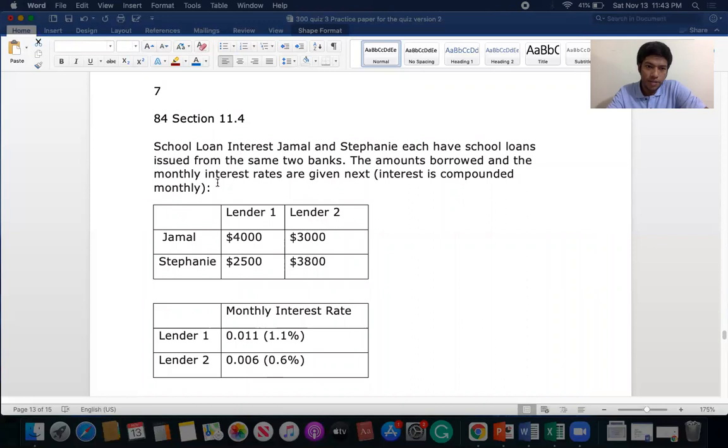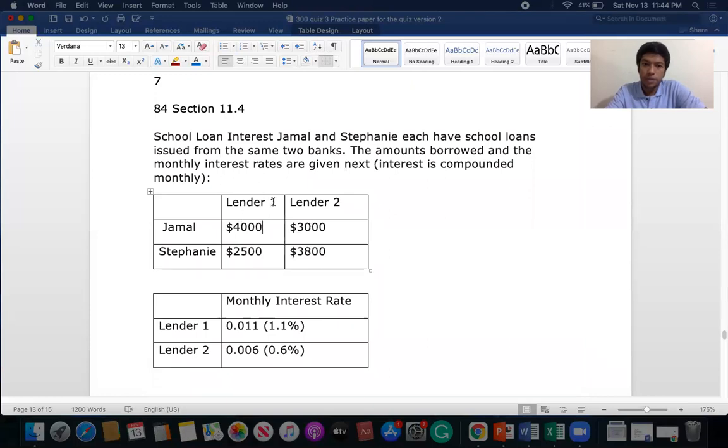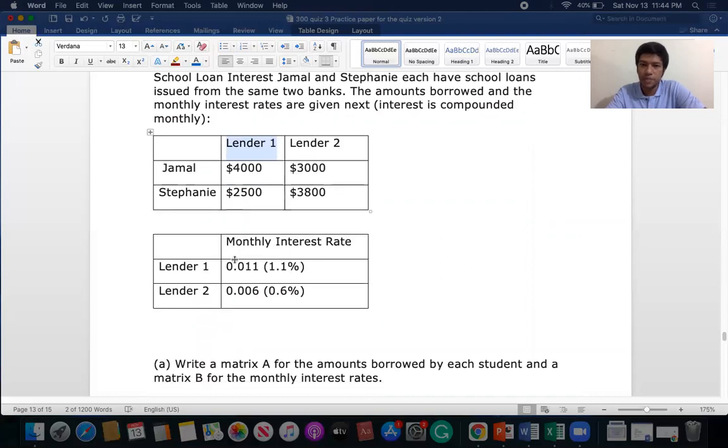All right, so let's look at this. This one is school loan related. Jamal and Stephanie want some school loan because they want higher education, and higher education requires money. So they take some loan, 4,000 and 3,000. They take the loan from two lenders. Suppose this is some bank, this is another bank. They take different amounts because their interest rates are different. This is the lender one interest rate. This is another lender's interest rate.